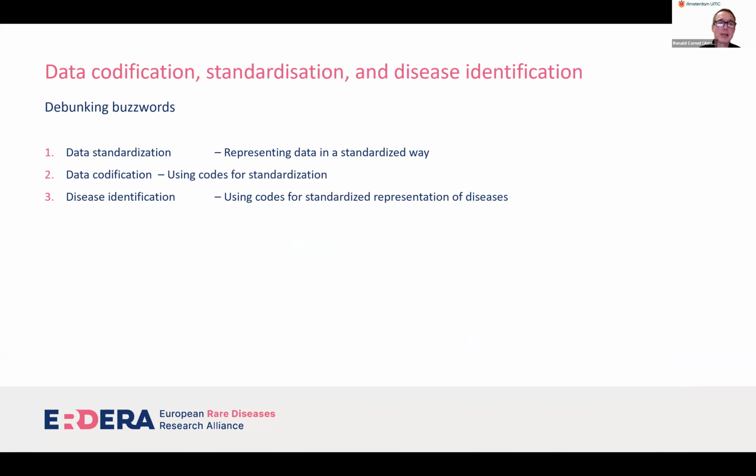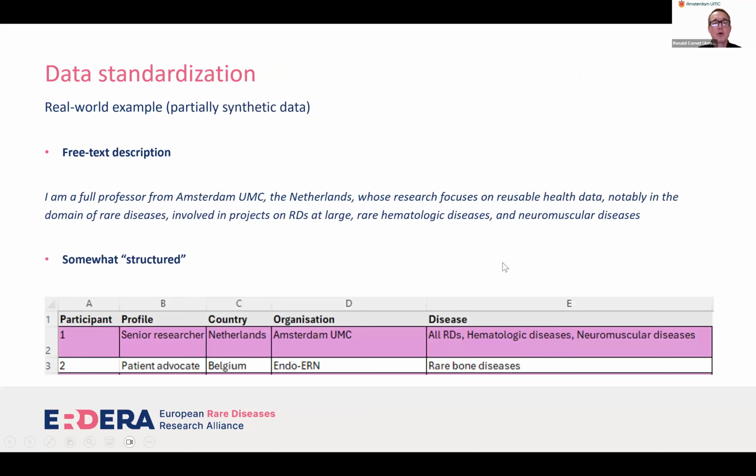And I thought, taking the title, it may be good to debunk the buzzwords. That's basically the three topics of today's presentation. Data standardization, which is basically representing data in a standardized way, and I'll get to standards later. Data codification, which is basically using codes for standardization. And then disease identification, the use of codes for a standardized representation of diseases.